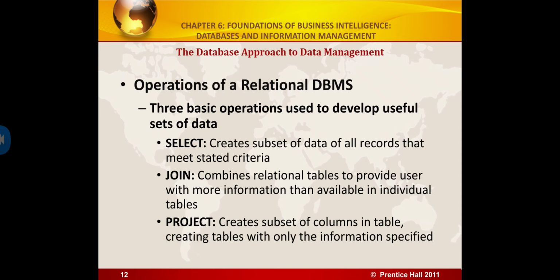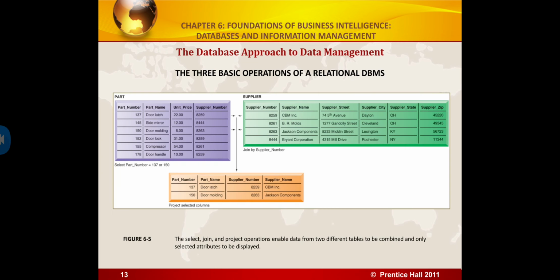The select operation creates a subset consisting of all records in the file that meet stated criteria. Select creates, in other words, a subset of rows that meet certain criteria. In our example, we want to select records from rows from the part table where the part number is equal to 137 or 150.